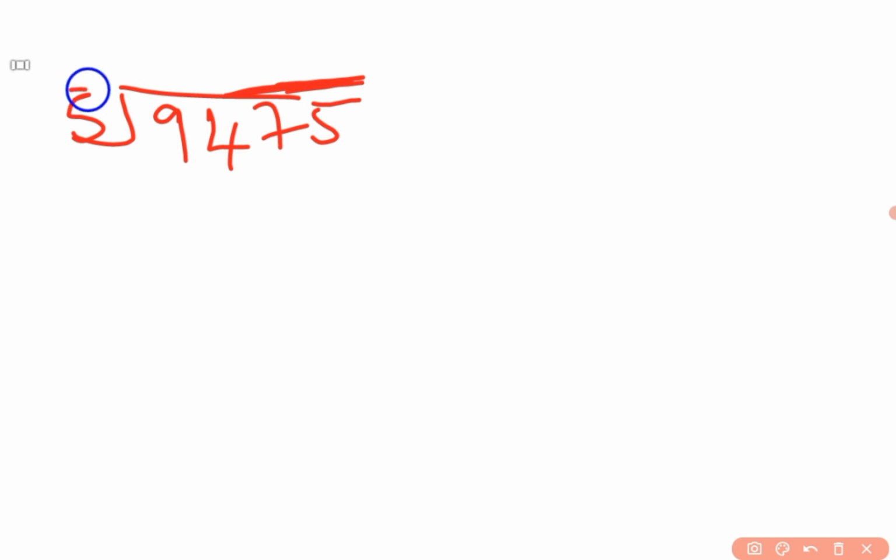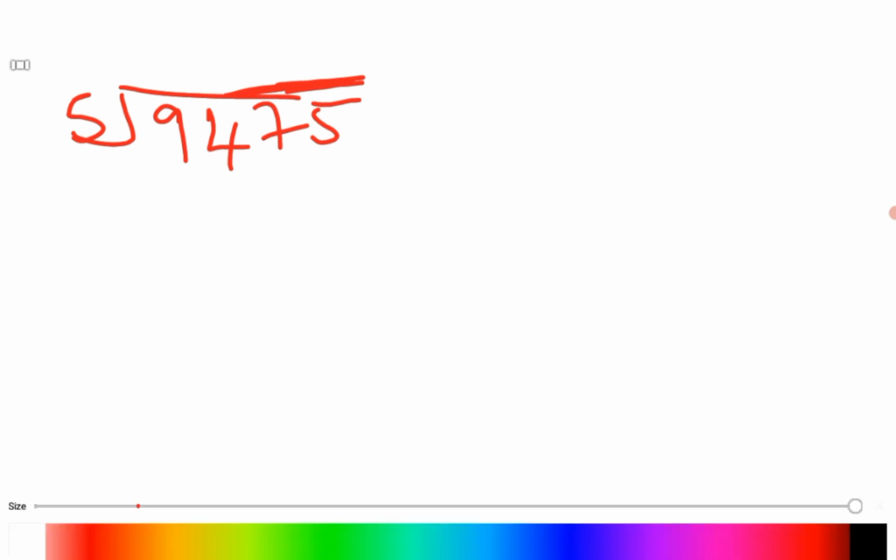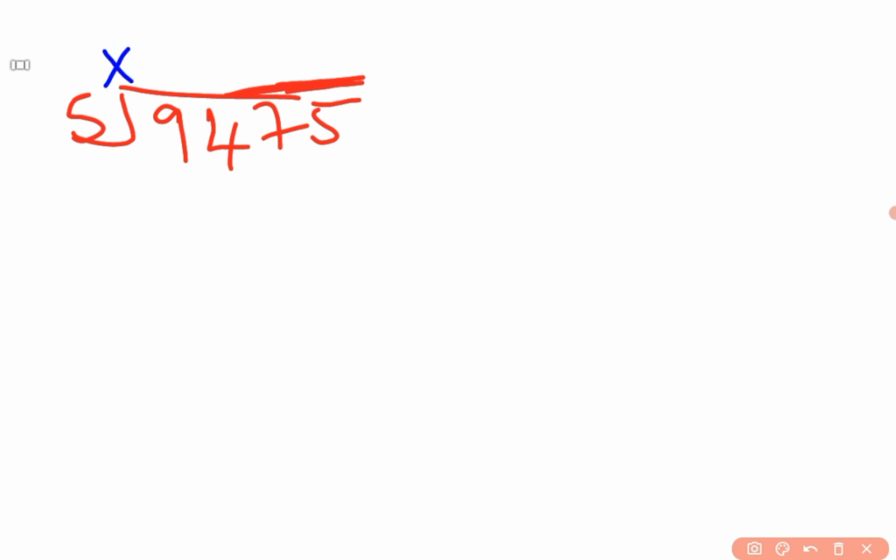Let's do it. The first thing we have to start by putting, okay, yeah, so I'll put times here. 9 divided by 5 is 1, remainder 4, so it's 1. 1 times this 5 now. 1 times 5 is 5. You subtract. 9 take away 5 is 4. You bring down 4. You now have 44.